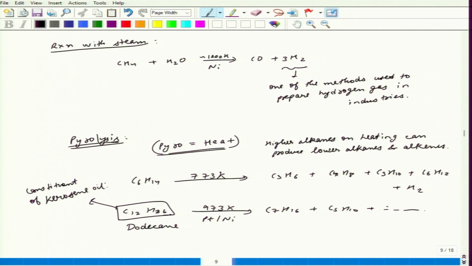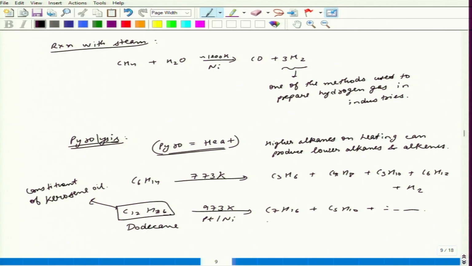Do you remember the first class where I discussed what kerosene oils are? Kerosene oils are a mixture of hydrocarbons, and one of the main constituents of kerosene oil is dodecane, and reacting it at a very high temperature of 973 Kelvin, it will decompose. It means the kerosene oil can get decomposed into smaller alkanes, such as heptane or pentane or other products; there will be a lot of byproducts of the reaction. Okay. So, this is what the pyrolysis reaction is all about.